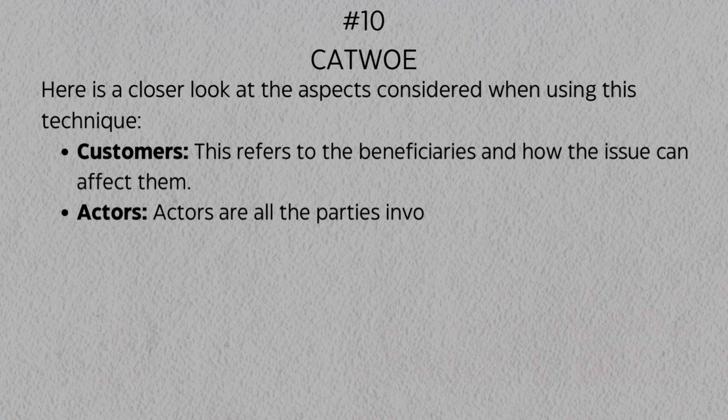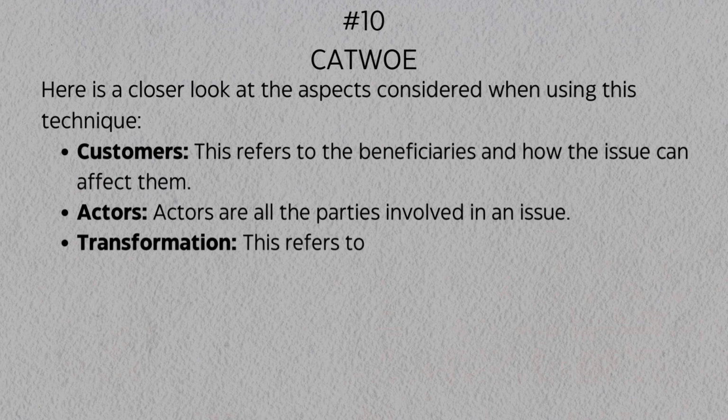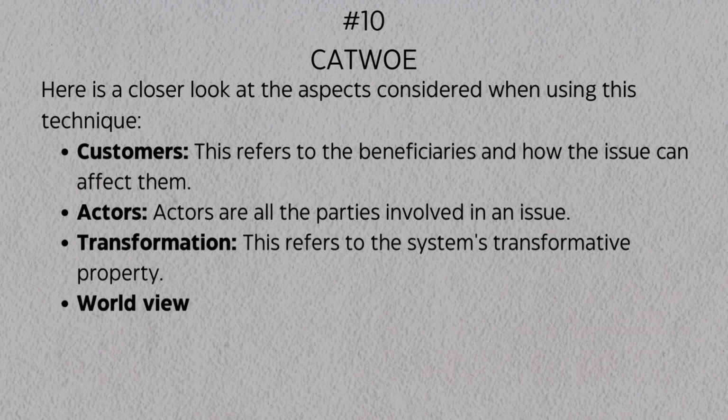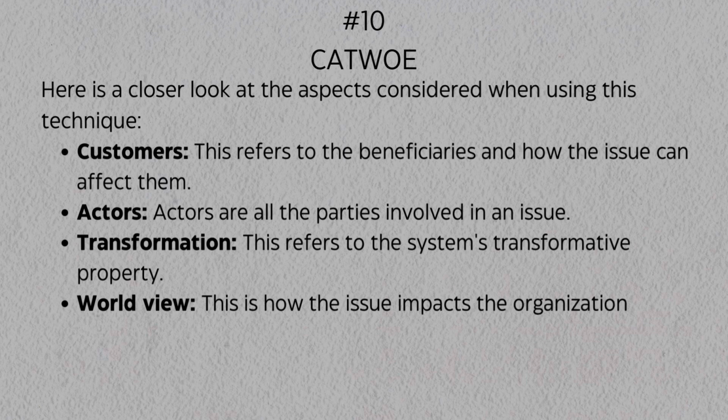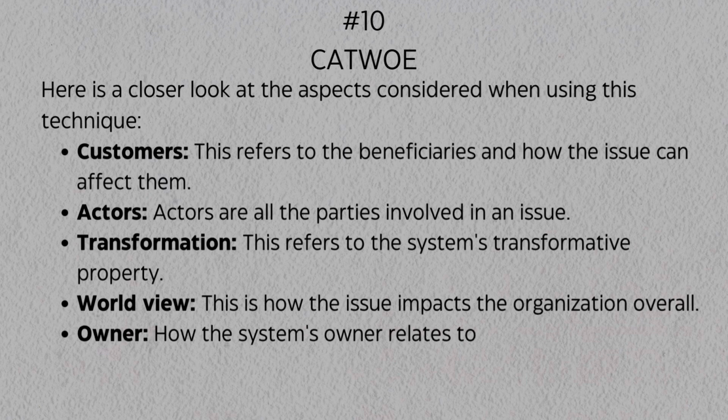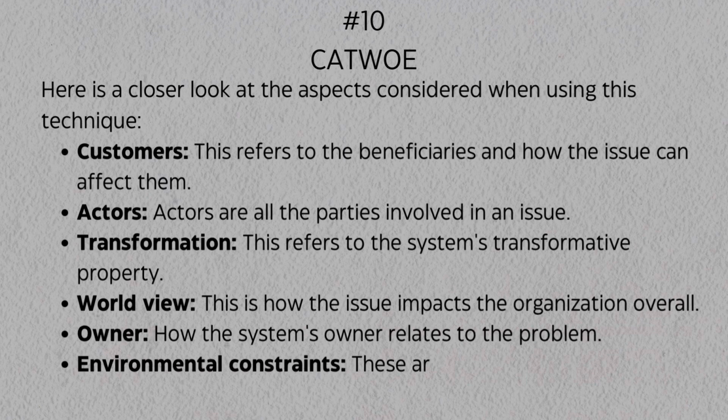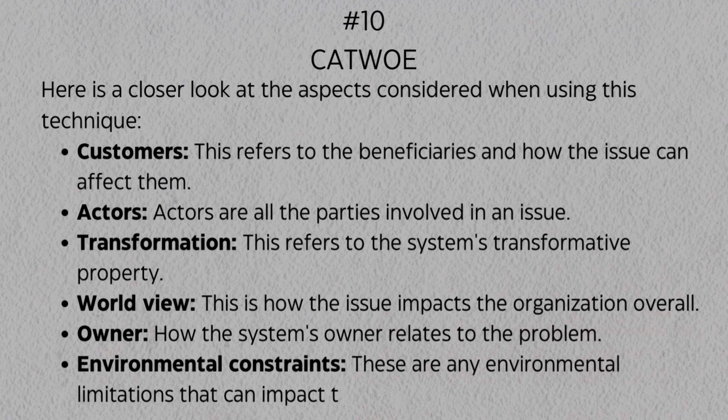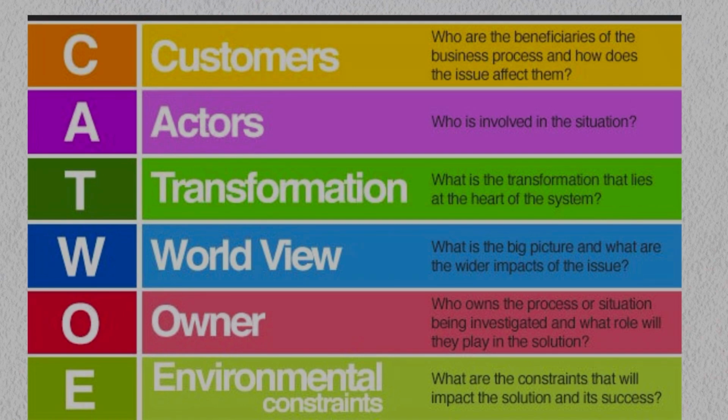Customers refers to the beneficiaries and how the issues can affect them. Actors is all the parties which are involved in the issue. T stands for transformation. It refers to a system's transformative property. W stands for worldview. It's how an issue will impact the organization overall. O is for owner, how the system owner relates to the problem. And the last one is environmental constraints, which refers to how the external environment can impact the solution.